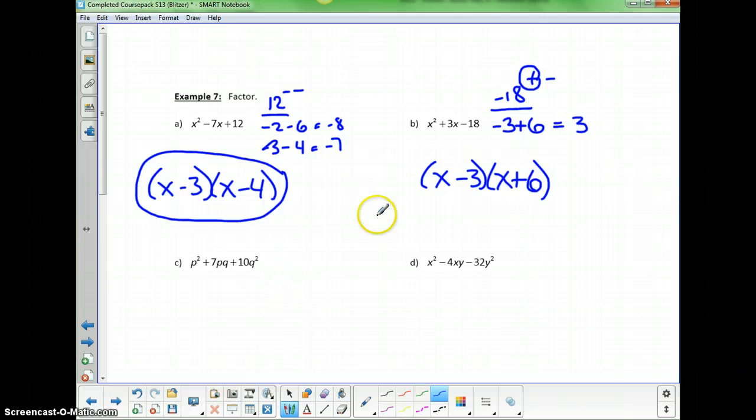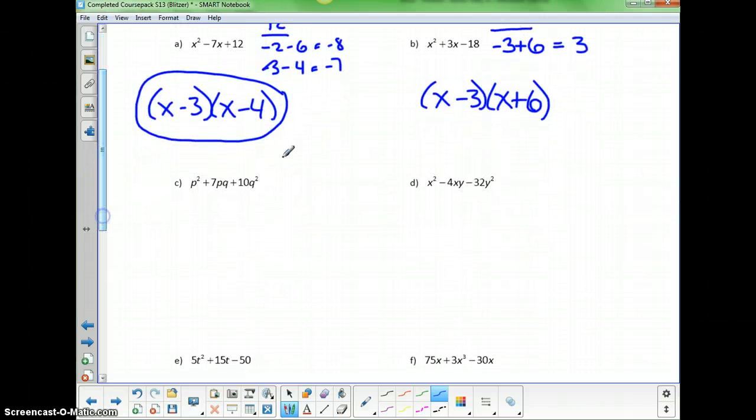Okay, what about the next one? In the next one, I need to get a 10q, but I'm going to work primarily on the 10 right now. It's a positive number, so either two positives or two negatives. I can see that they need to add up to a positive, so it's going to be two positives. 5 and 2 make 10, so 5 and 2 add up to 7. That's what I want as well. What to do with the extra q?